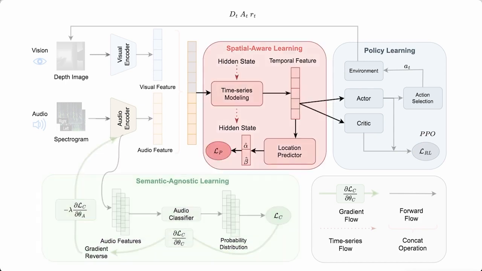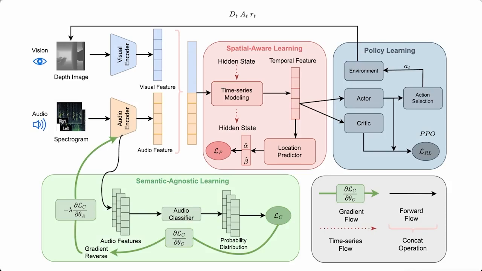The red branch is spatial-aware learning. We design the location predictor to estimate the sound source direction. This module can provide an extra training signal for extracting spatial information to assist navigation policy learning. The inherent logic of this method is implicit in the way humans process sound. And the experimental results also demonstrate its effectiveness.